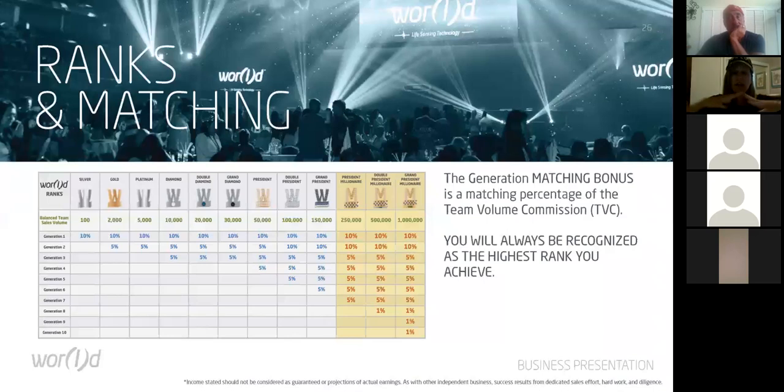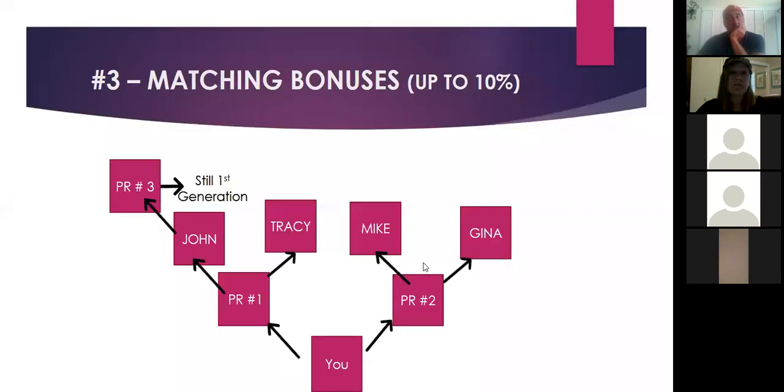All right? So remember, everybody you personally sponsor is frontline. Everybody they personally sponsor is your 2nd level. Everybody they personally sponsor is your 3rd level. All right? So this is called check matching.